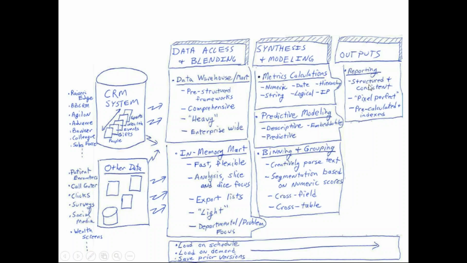Reporting is designed to be structured and consistent, pixel perfect, with pre-calculated indices and formats. It's not designed for slicing and dicing for querying. It's designed for pushing things out. An example would be a financial statement. I mean, the balance sheet is the balance sheet. A grade report's a grade report. It's a standard way. You're not going to try to slice it apart. It is what it is. An invoice would be another example.